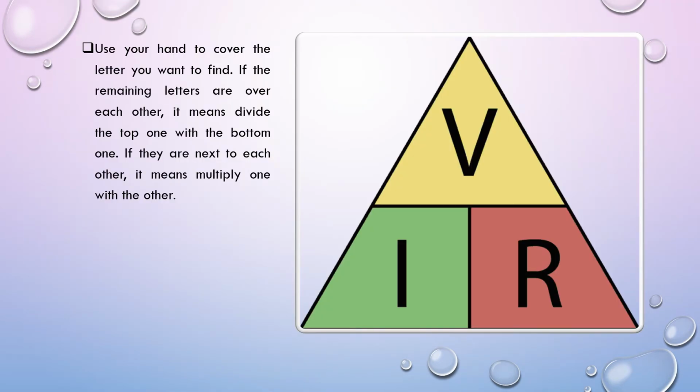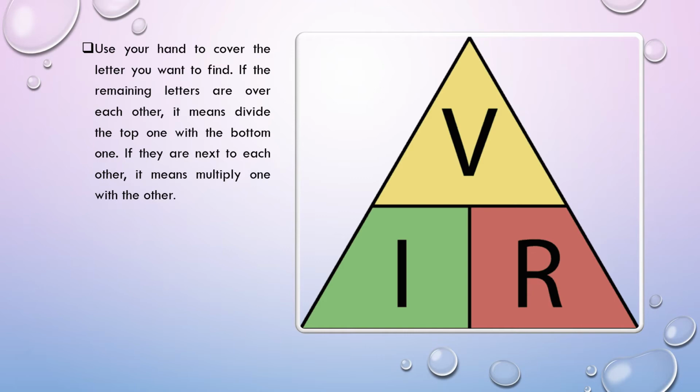You can see this triangle. Now, suppose you need to find either V or I or R. It's a shortcut to remember the corresponding formulas. The one which you need to find, you cover with your hand. If the remaining letters are over each other, it means divide the top one by the bottom one. And if they are next to each other, that means you multiply one with the other.